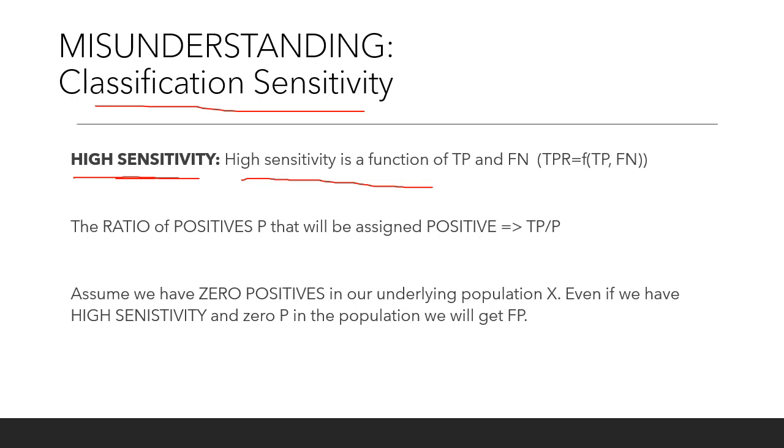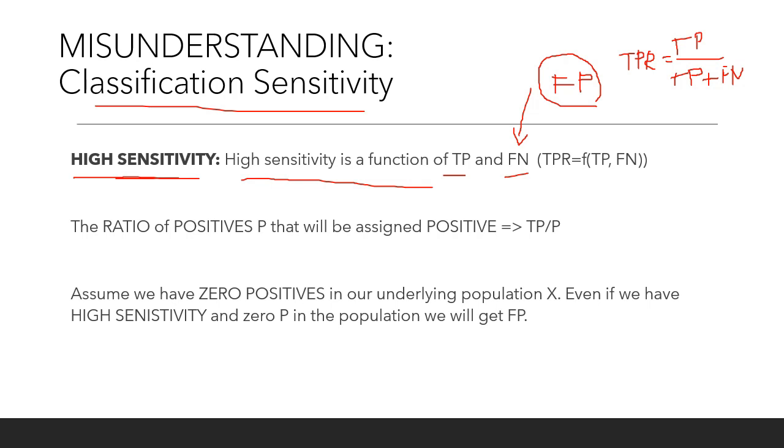So high sensitivity is a function of true positives and false negatives. You see that here, false positives, in principle, make no sense because they're not part of the function. So TPR, as we said before, is true positives divided by true positives plus false negatives. It doesn't care about false positives. So we might have very high sensitivity, but we might be getting a lot of false positives. For example, the opposite is what we said about cancer, right?